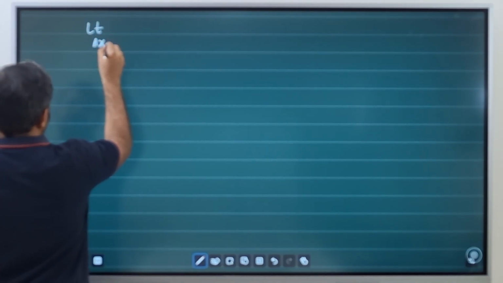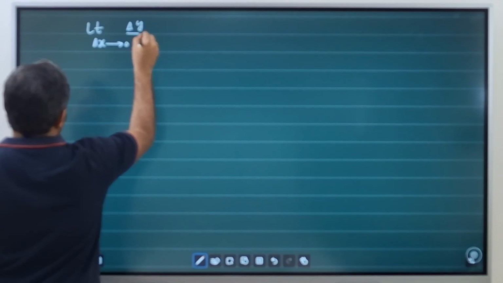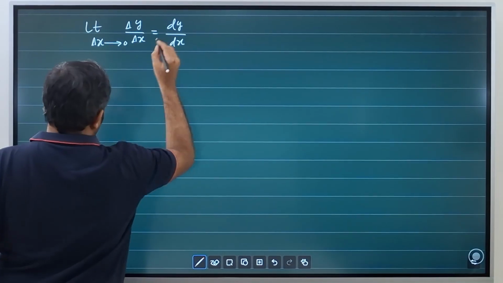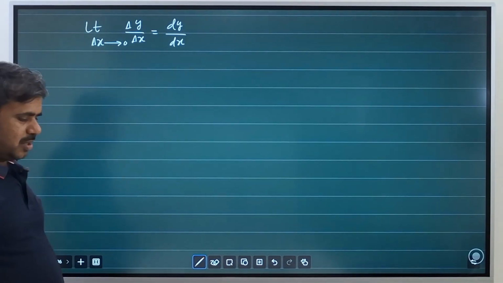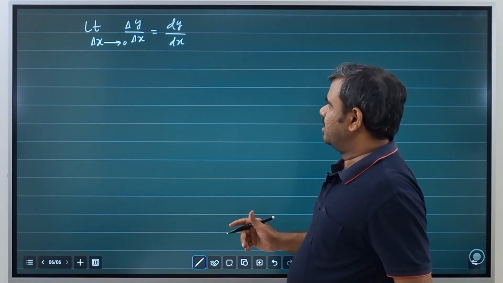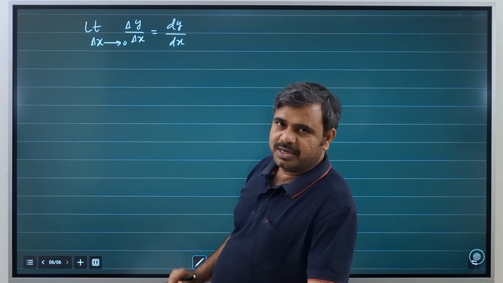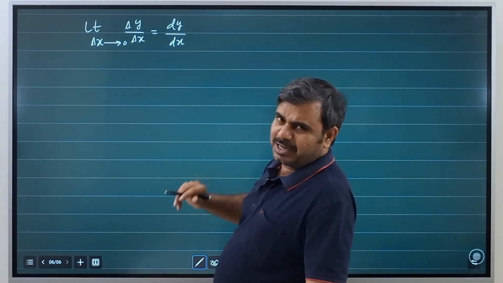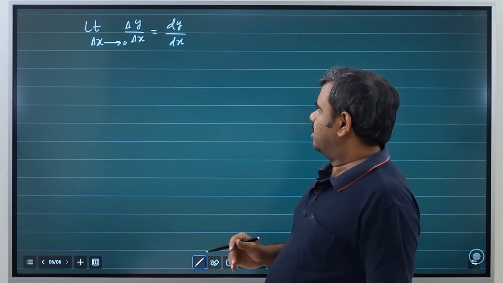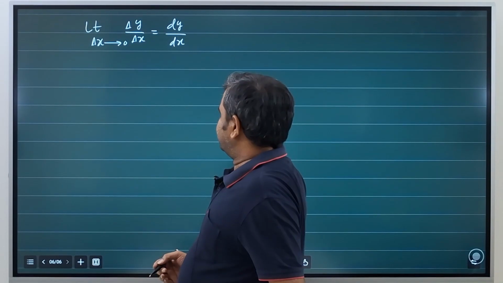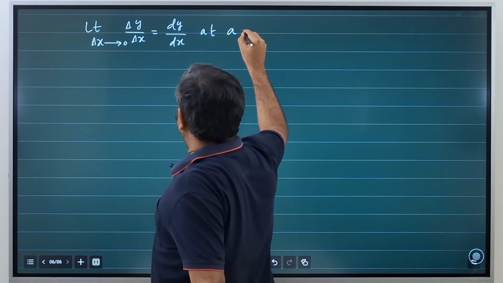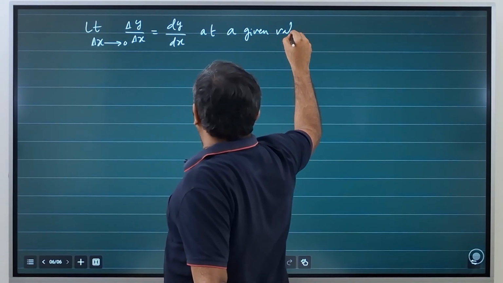Limit delta x tends to 0, delta y by delta x is also called dy by dx. dy means a little bit of change in y. dx is a little bit of change in x. d is not a variable. d is just a symbol. Don't cancel d in the numerator and in the denominator. Don't do that. So dy is a small change in y, dx is a small change in x. So this is dy by dx at a given value of x, at a particular value of x.